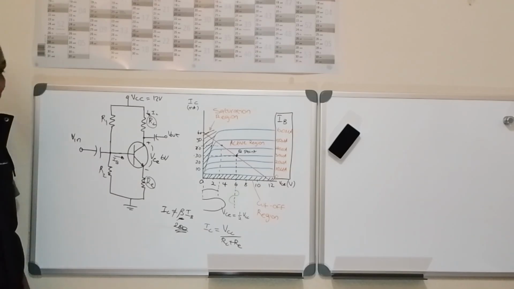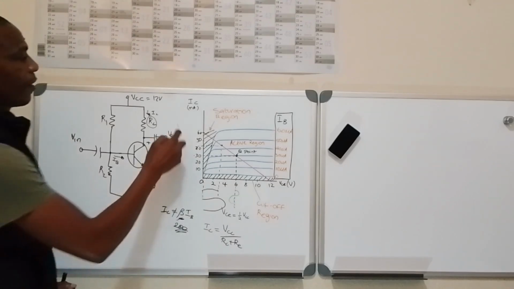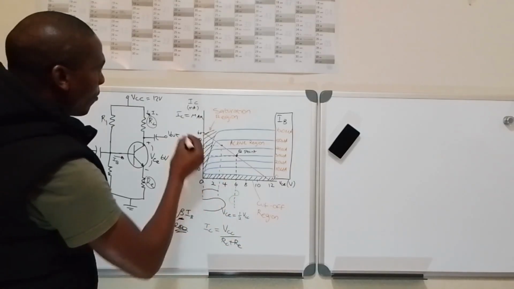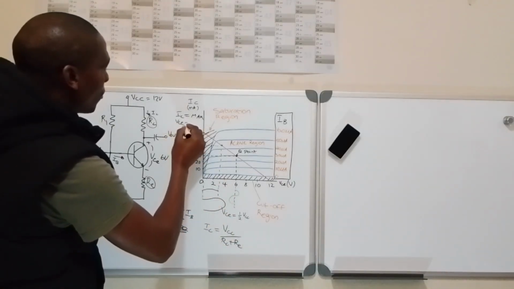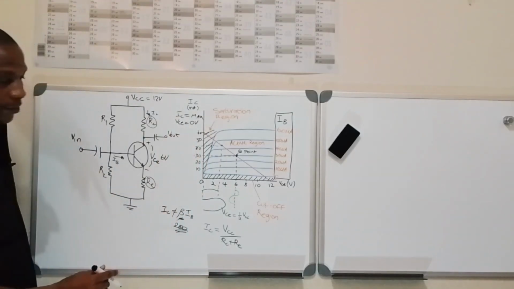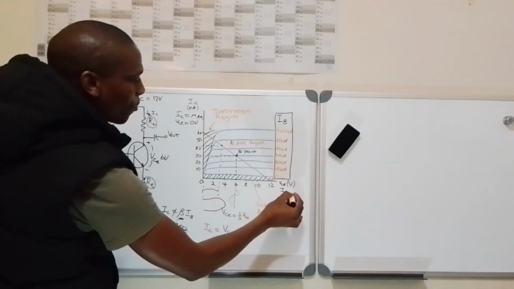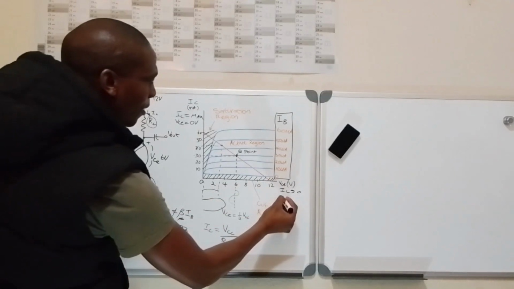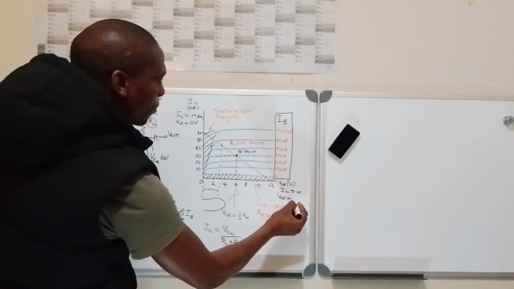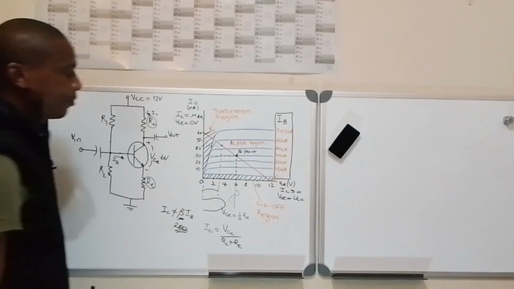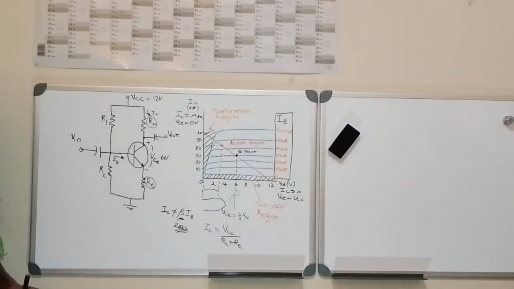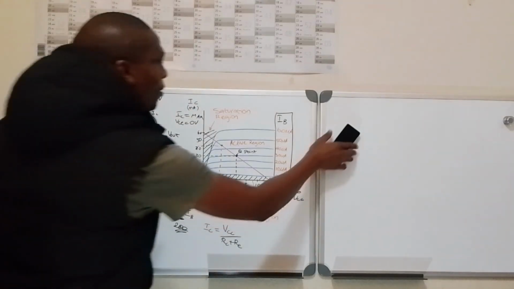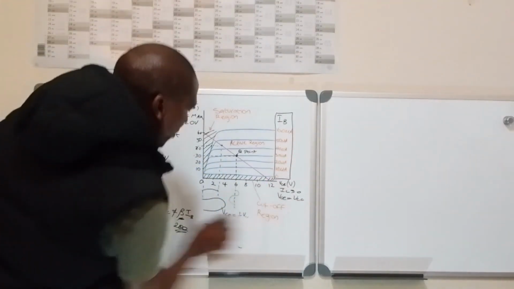Do you understand? Here in saturation, that's when IC is equal to maximum and VCE is equal to 0 volt. Here, IC is equal to 0, and at the cutoff, VCE is equal to VCC. Now, we're not going to do calculations.